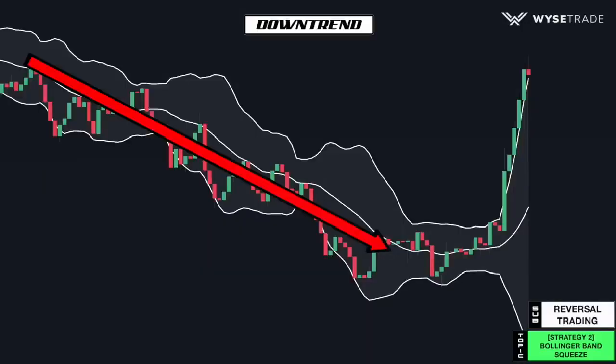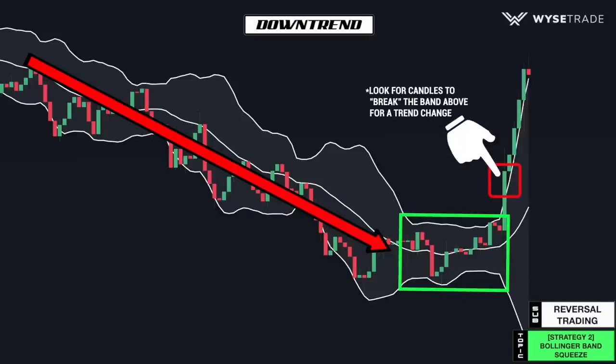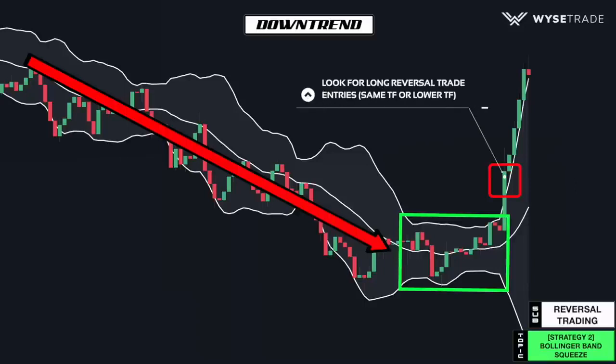You have your moving downtrend. The bands squeeze together. Then once price breaks the band above, this signals a reversal of the trend, and you would look for long trade entries. So to increase the quality of this setup, you would use the following variations.